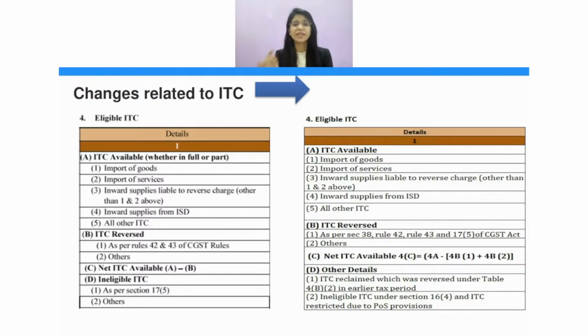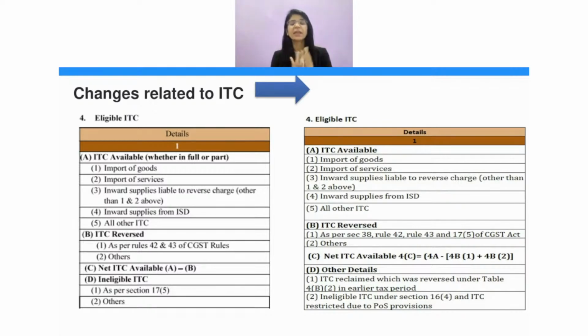So you're not claiming any ITC, nothing is going in your electronic credit ledger, but for the purpose of showing this information in your GSTR-3B, first you have to add under 4A5, then you have to do a reversal under 4B1, and under 4C, that figure, the value will be zero, right?